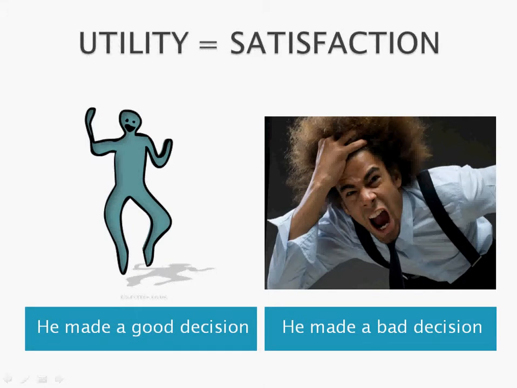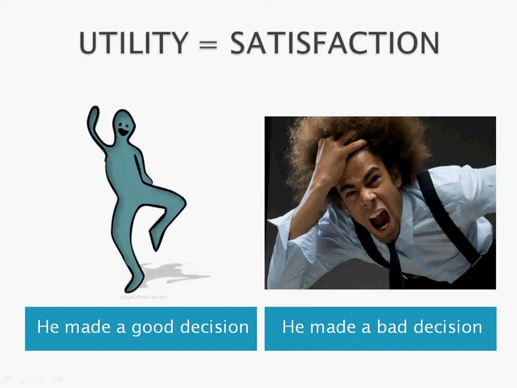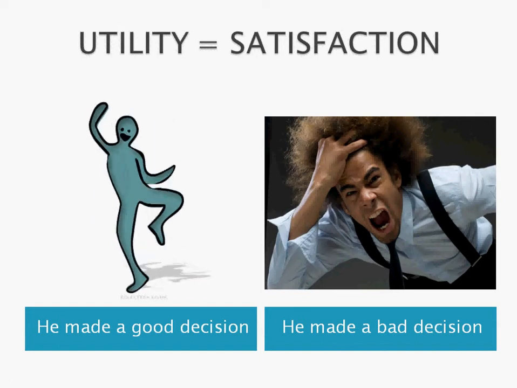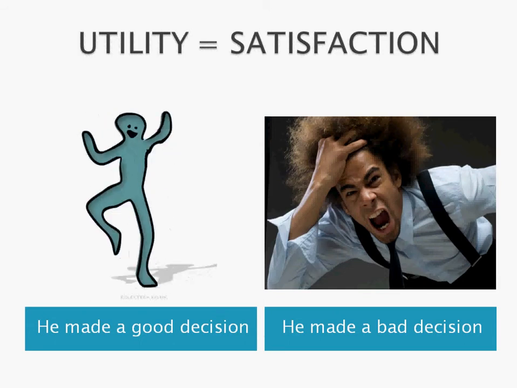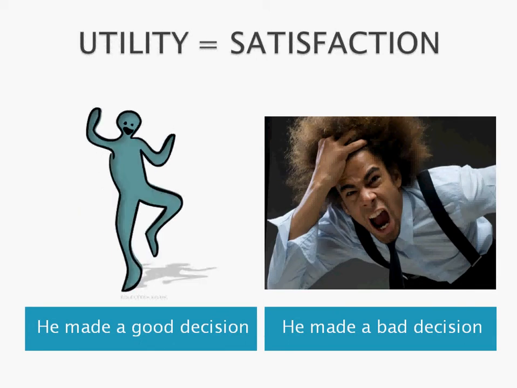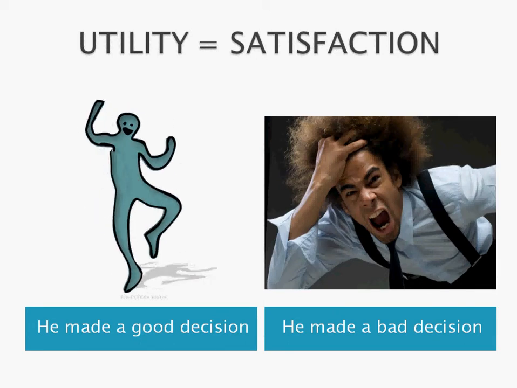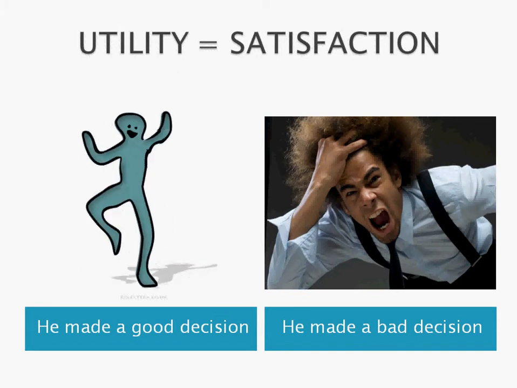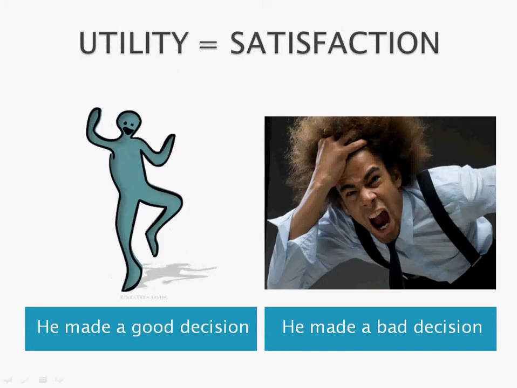Now, utility leads to satisfaction. So the guy on the left dancing, he made a good decision. And that's what we look for every time we make a decision, is utility. Now, the guy on the right apparently experienced a diminished level of utility. So he had a bad decision, less utility.